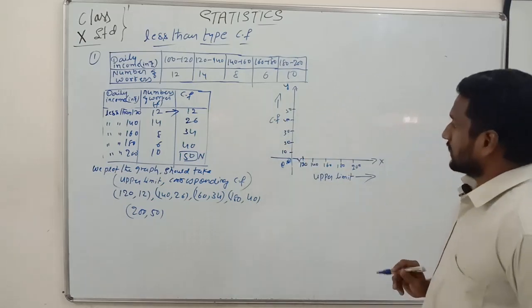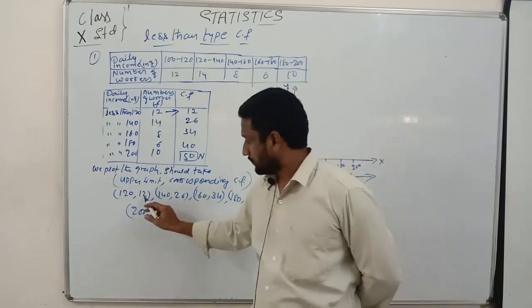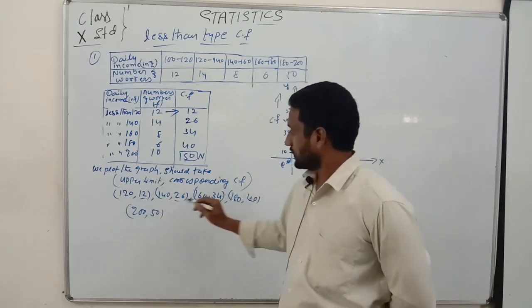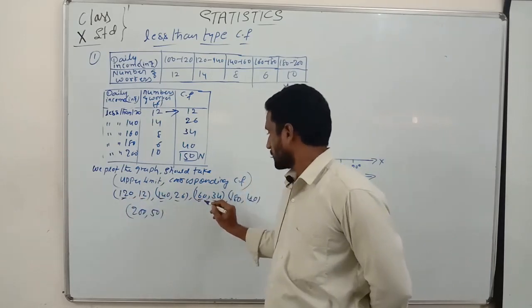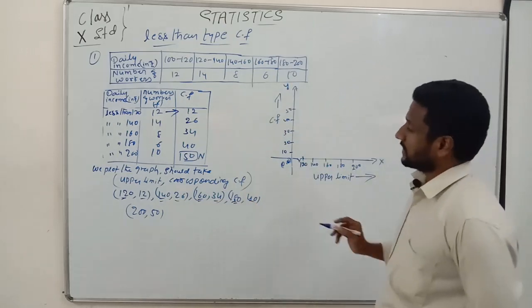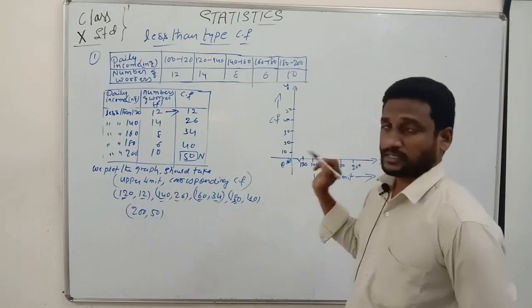Okay, 10, 20, 30, 40, 50. This is the cumulative frequency, on the y-axis we can take it. And this is the upper limit on the x-axis value. So mark here. In 8th and 9th standard you already learned how to locate a point on the graph plane.